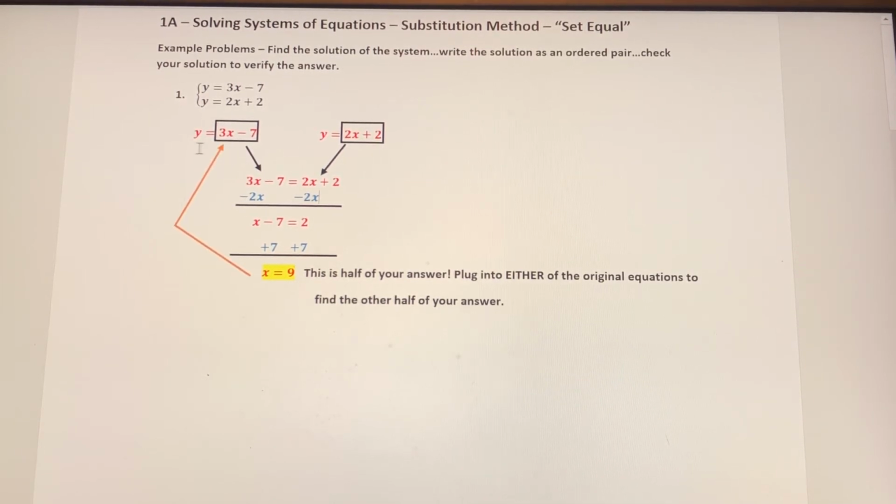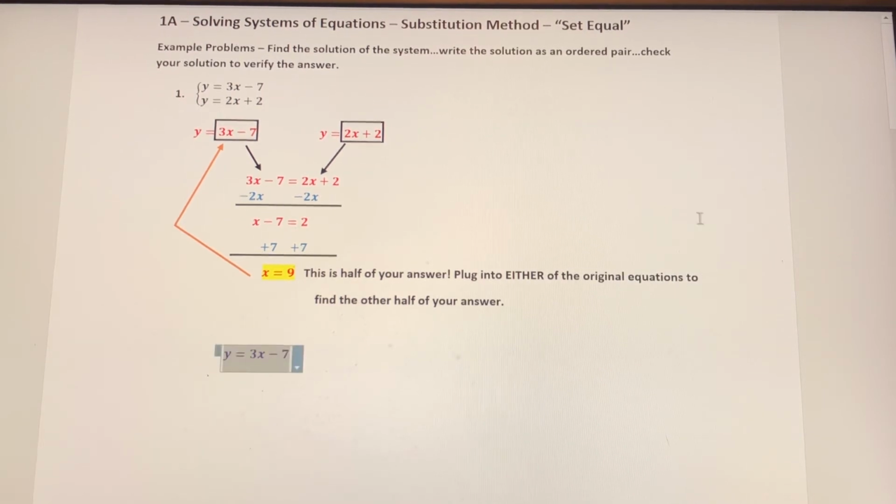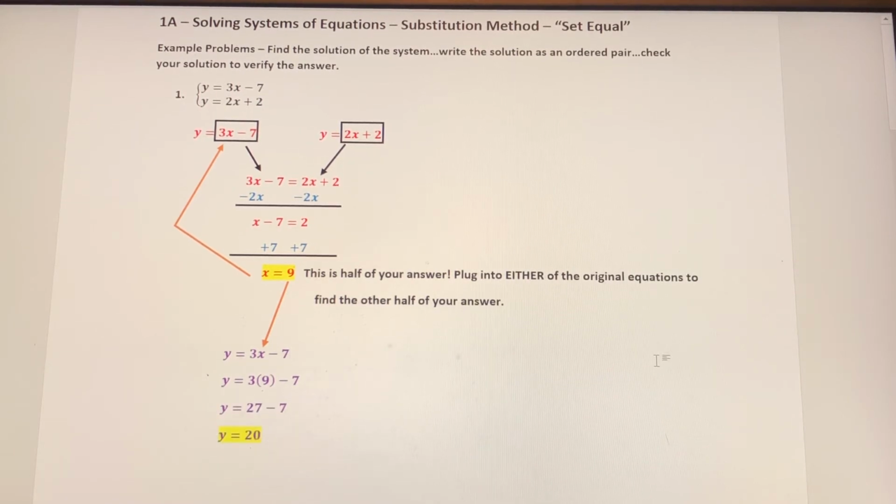So I'm going to rewrite this equation down here. I'm going to rewrite y equals 3x minus 7. I'm going to substitute 9 in for x. So I get y equals 3 times 9 minus 7. So again, using substitution here. And then I just simplify. 3 times 9 is 27. And I subtract and I get y equals 20. So that's the other half of my answer.